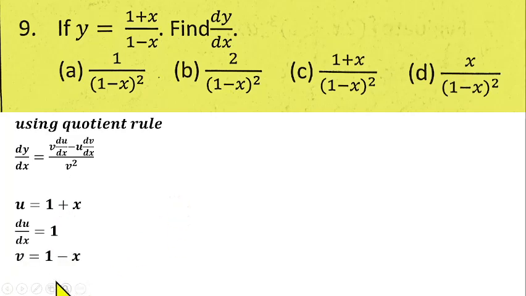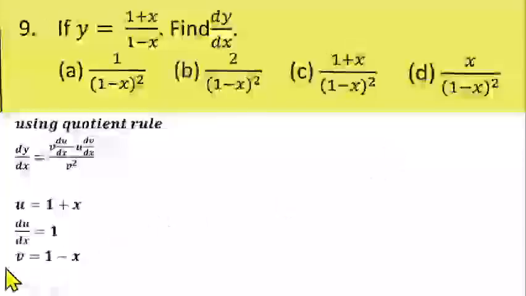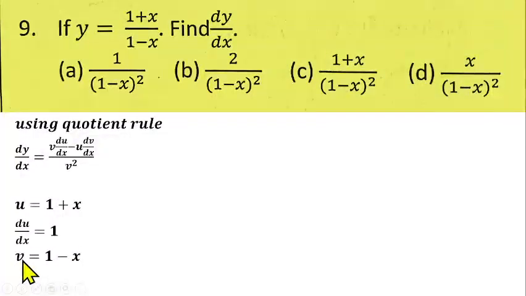Our v is 1 minus x. If you differentiate v with respect to x, we'll be having dv/dx. Then that dv/dx will give us minus 1. If I differentiate 1, that gives us 0. If I differentiate minus x, that gives us minus 1.